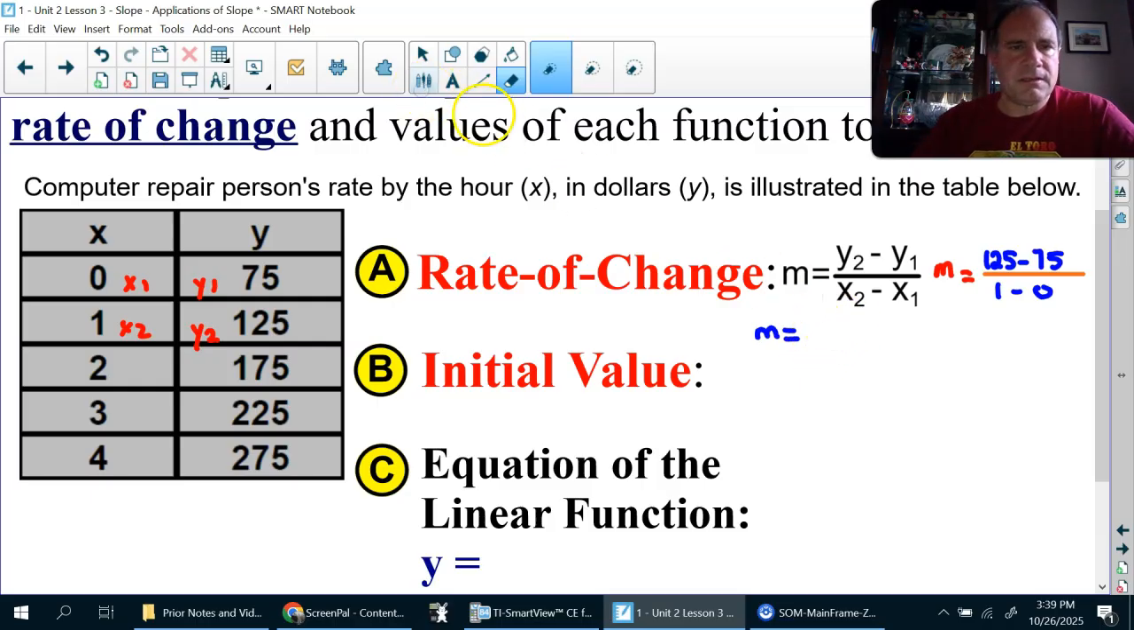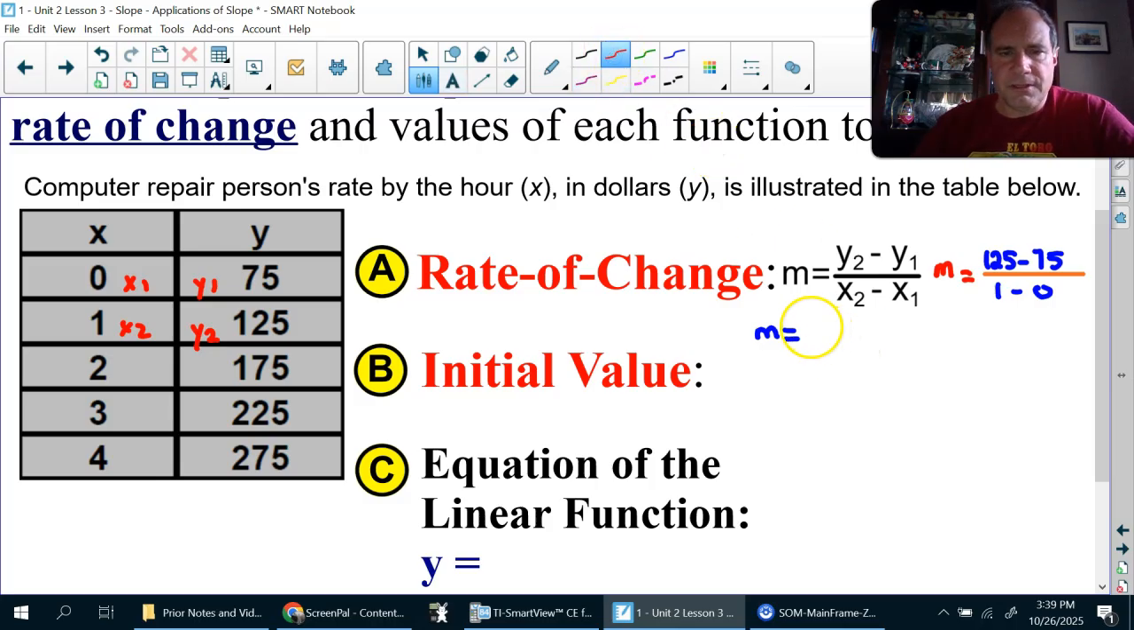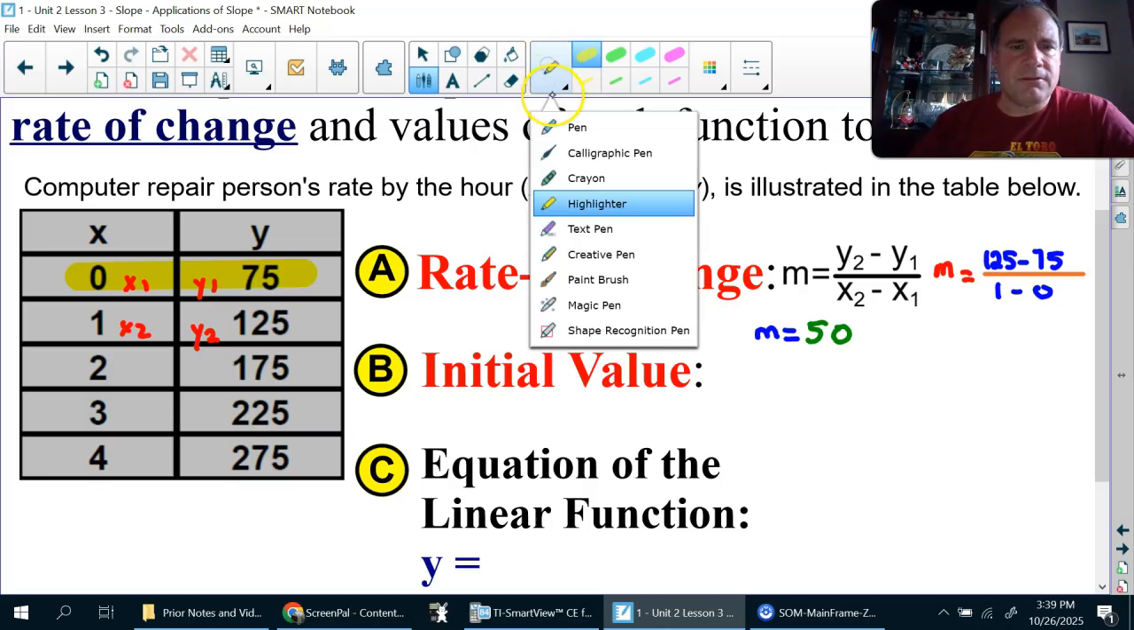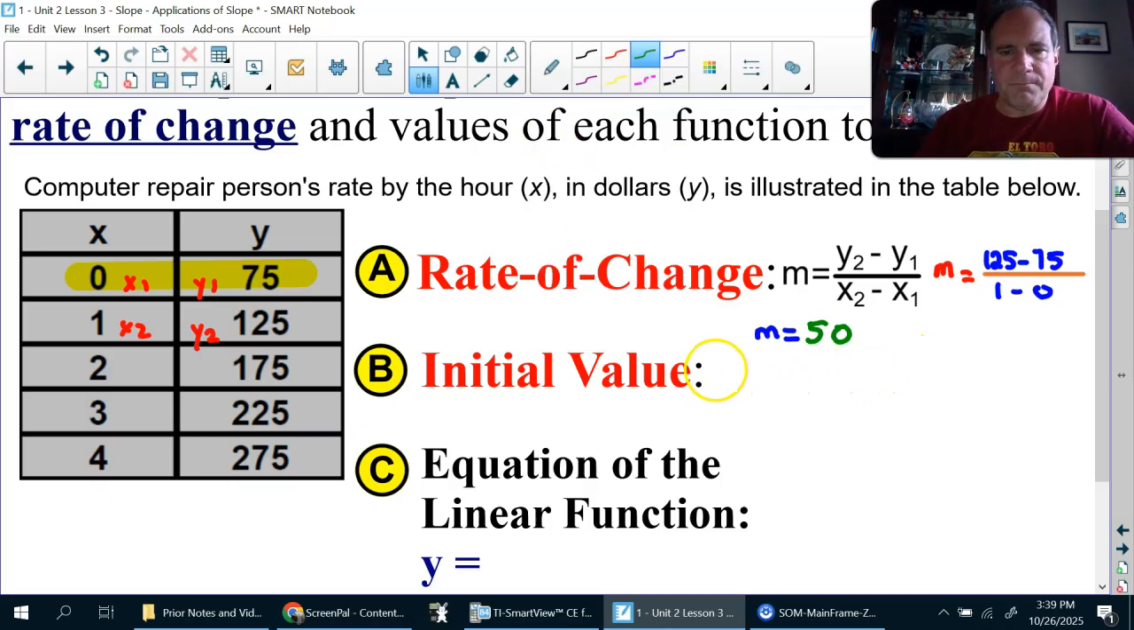Let me just put that down a little bit neater. So it's 50. The initial value is here, so you could see this one, they went easy on us. There's the initial value, 75. So B equals 75. The linear function, the equation is y equals 50x plus 75.